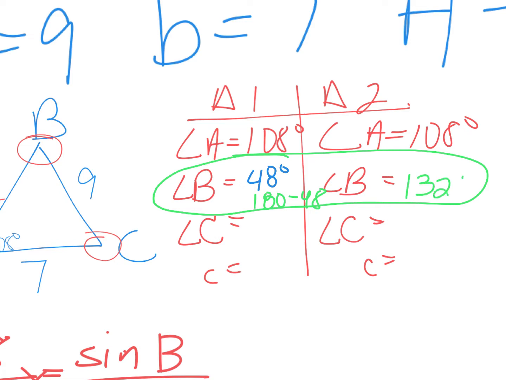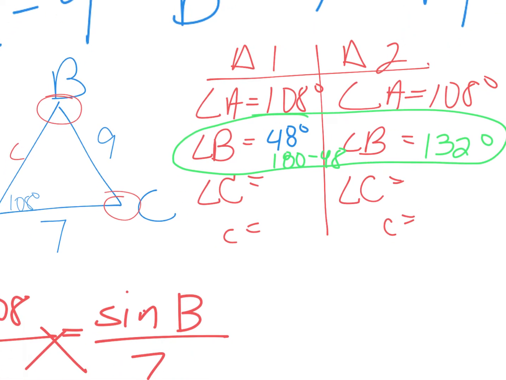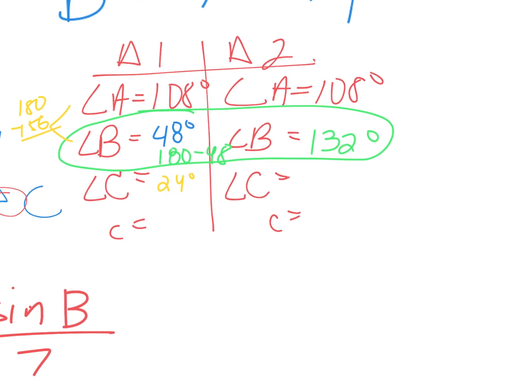132. Okay. We don't know yet if there's a second triangle. Let's finish the angles in the first triangle. I take 108 and 48, and I do what? 108 and 48 gives me 156. So 180 minus 156 gives me, yep, 24 degrees. Good. Then I take A and B over here.